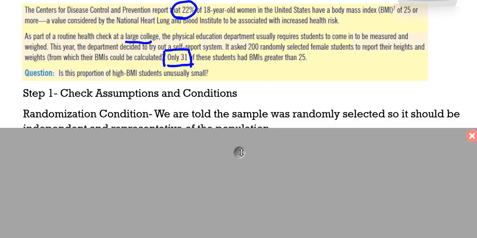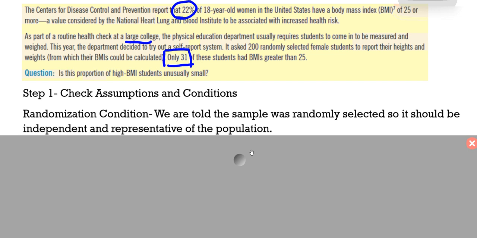Random. We're told it's randomly selected, so it should be independent and representative of the population. Done. We've checked independent and random with that one statement. Okay.